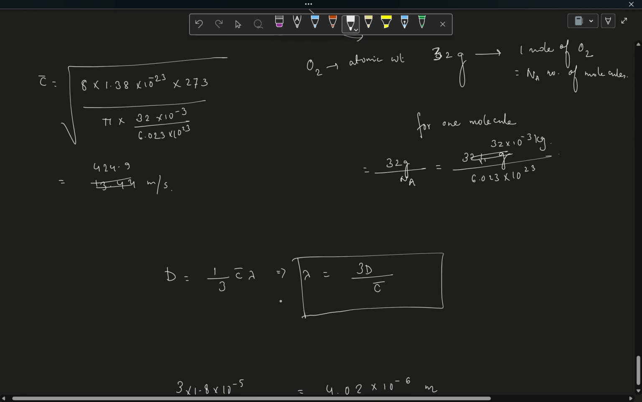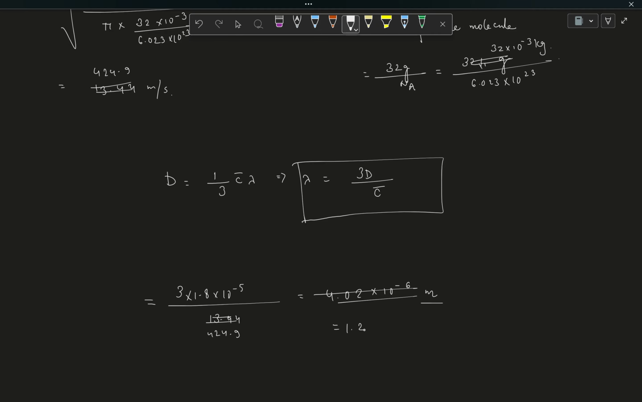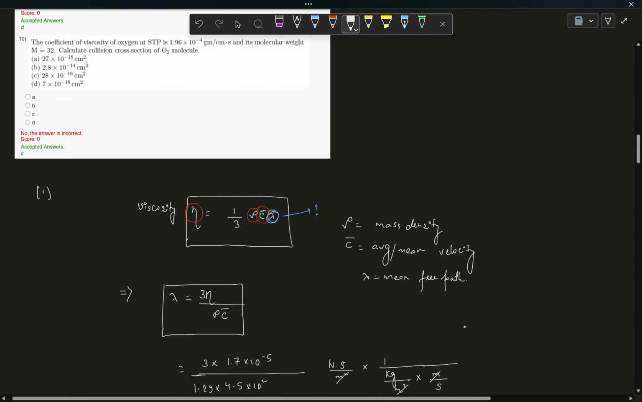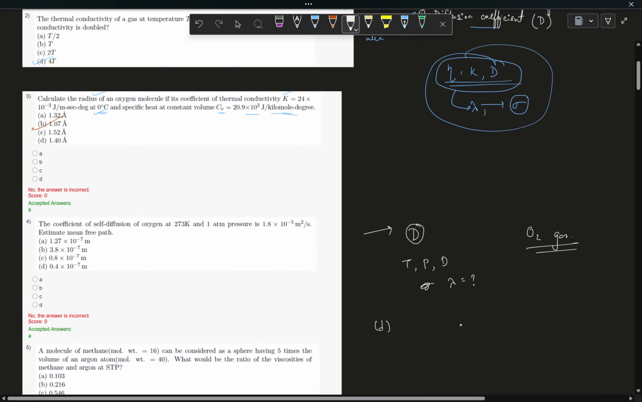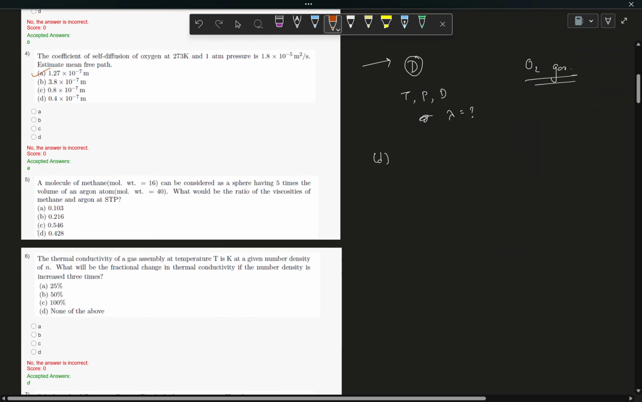Okay, so once you use this in this expression, this is 424.9, almost 425. Then you have 3 into 1.8 into 10 to the power of minus 5 divided by 424.9, which is like 1.27 into 10 to the power of minus 7 meter. This is your lambda. Now you can see that this matches with the option given in the question, that is option number A. So this is done.